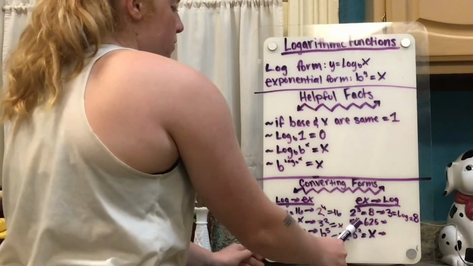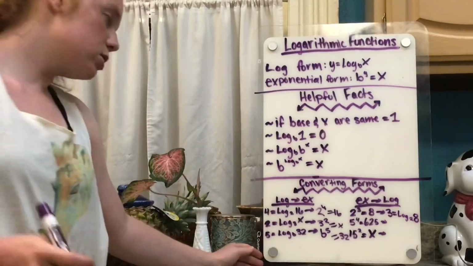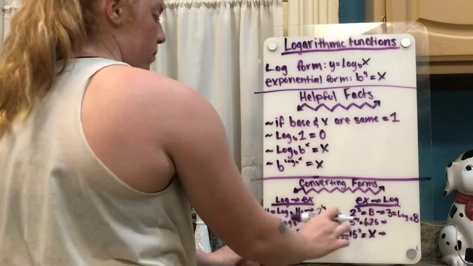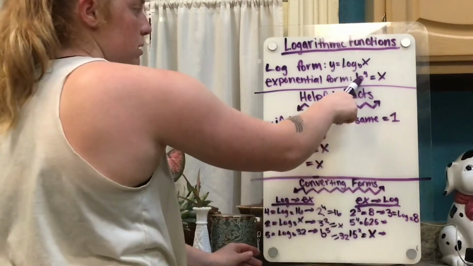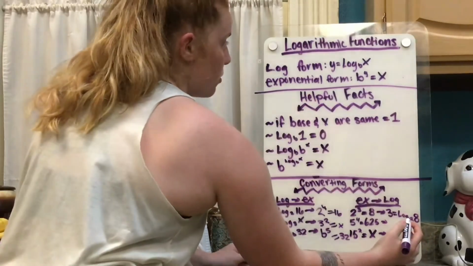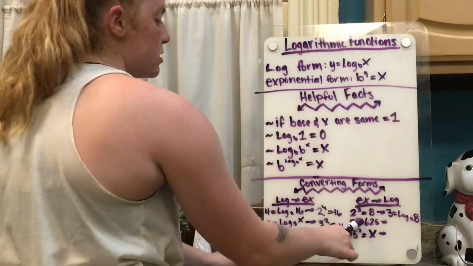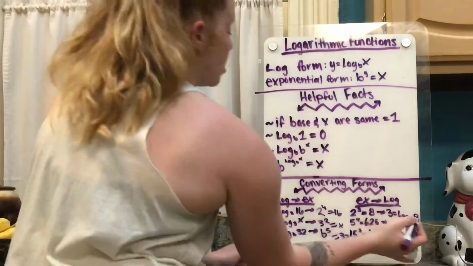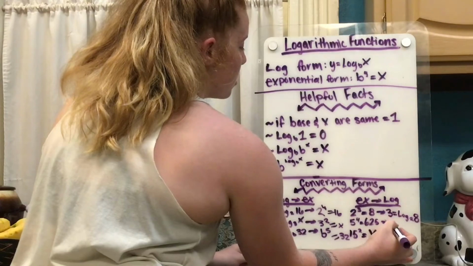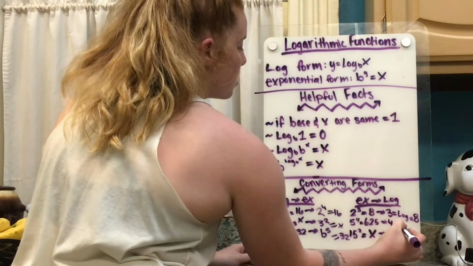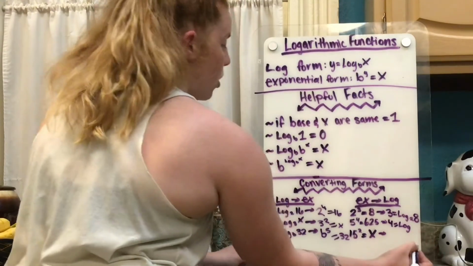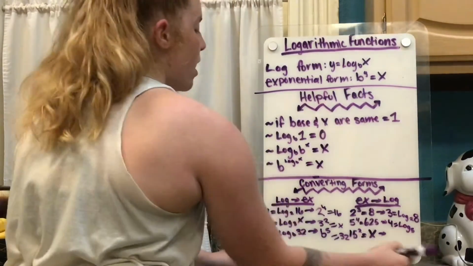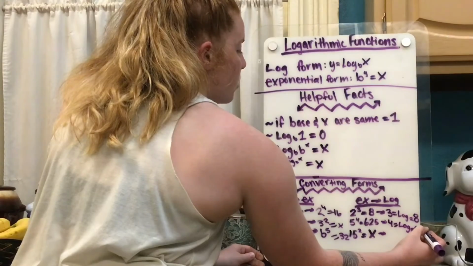Next we got 5 to the 4th equals 625. So the base would be 5, that's the b up here. And the y is the 4, because y is the exponent in the exponential form. So we got 4 equals log, that's the base of the log, so that'd be 5, and then 625 would be on the outside.